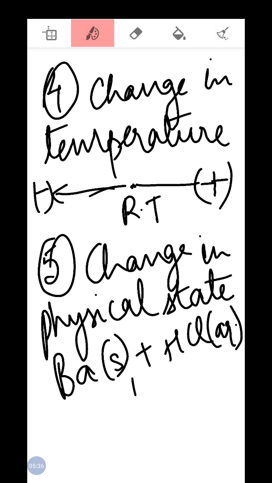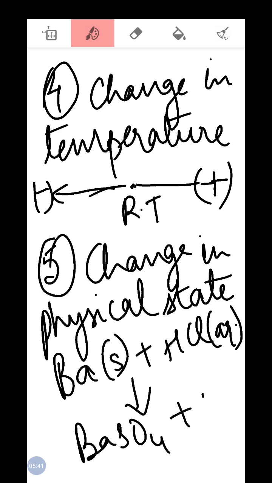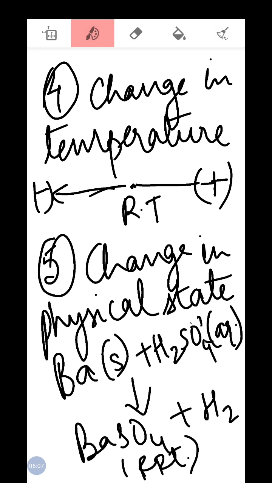This gives barium sulfate plus hydrogen. Sorry, I've written HCl actually, so let me just write H2SO4 here. It will be better. So the equation is also balanced. Here barium sulfate is a PPT, and this hydrogen is a gas. You can see that there is a clear change in the physical state.